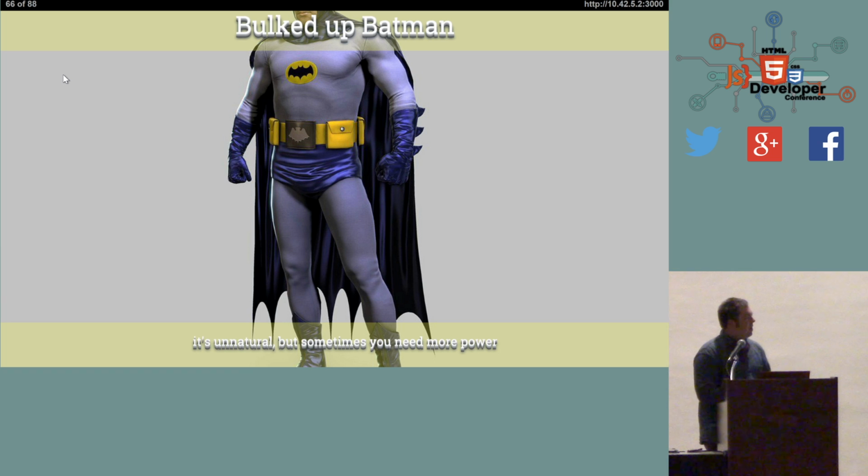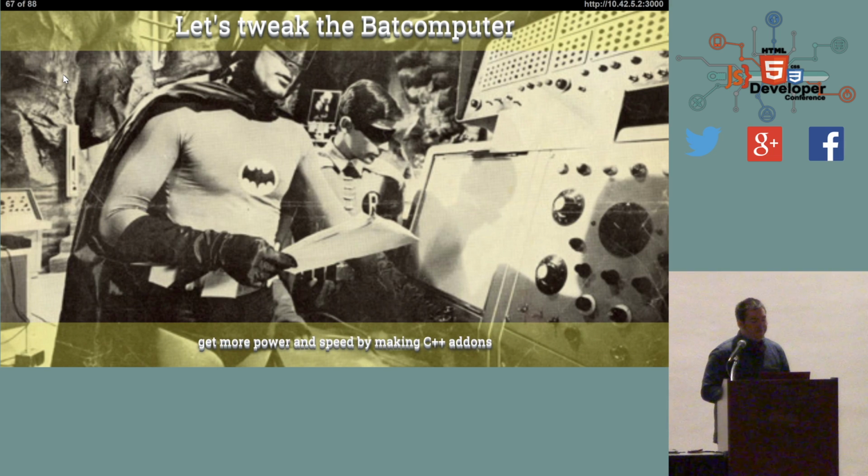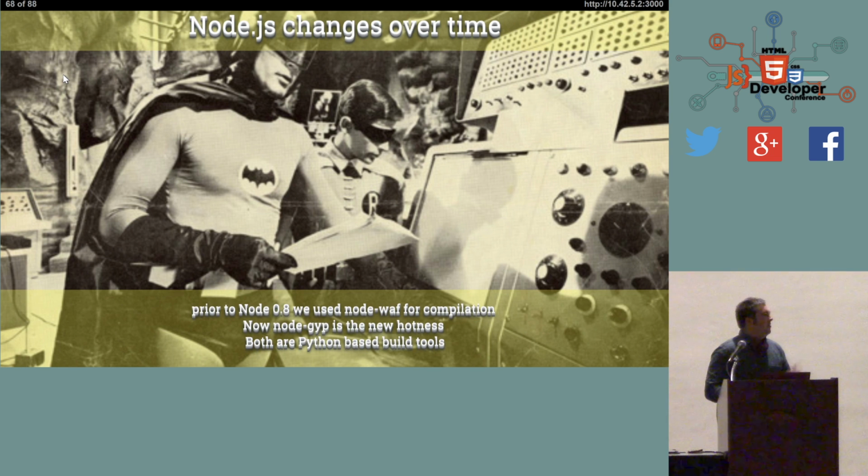So we have all this power with Node. But sometimes we need a little more power, and we have to be a little unnatural about things, which means maybe getting into C++. So let's talk about tweaking the Bat computer. We can get more power and speed by making C++ add-ons. We're probably not all familiar with C++, and I'm not really that either. But I was playing around with it, and it's kind of fun getting into it.